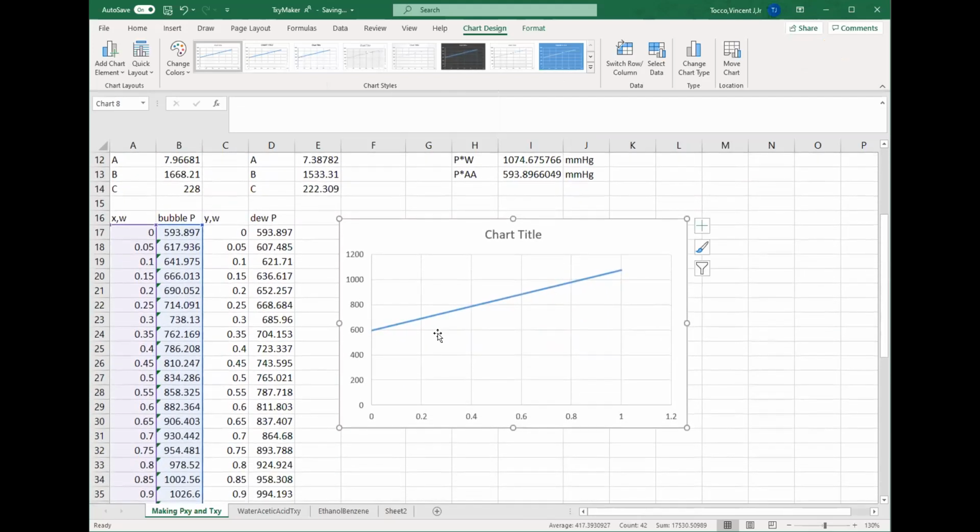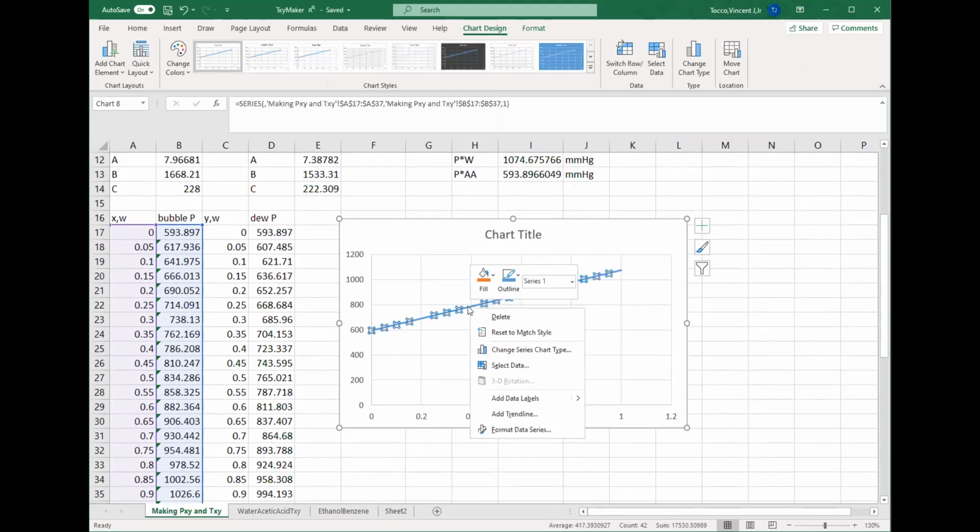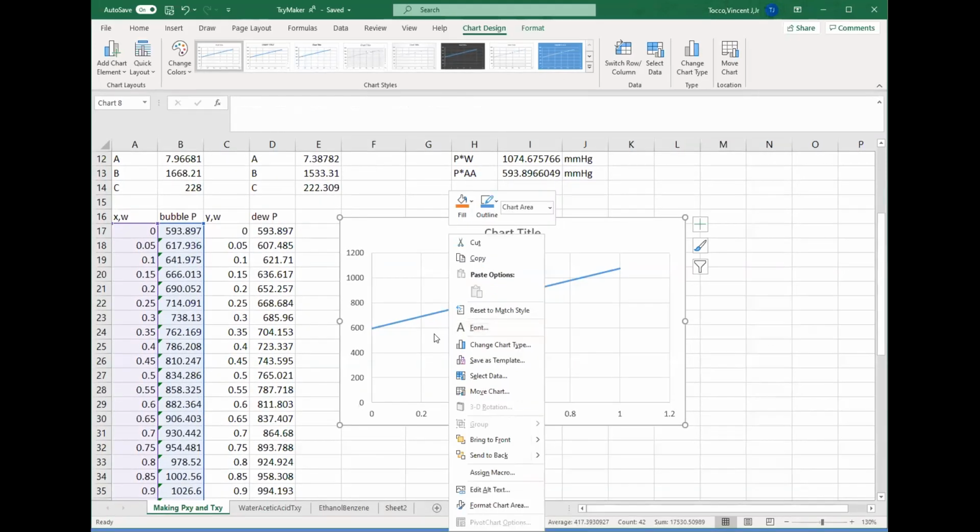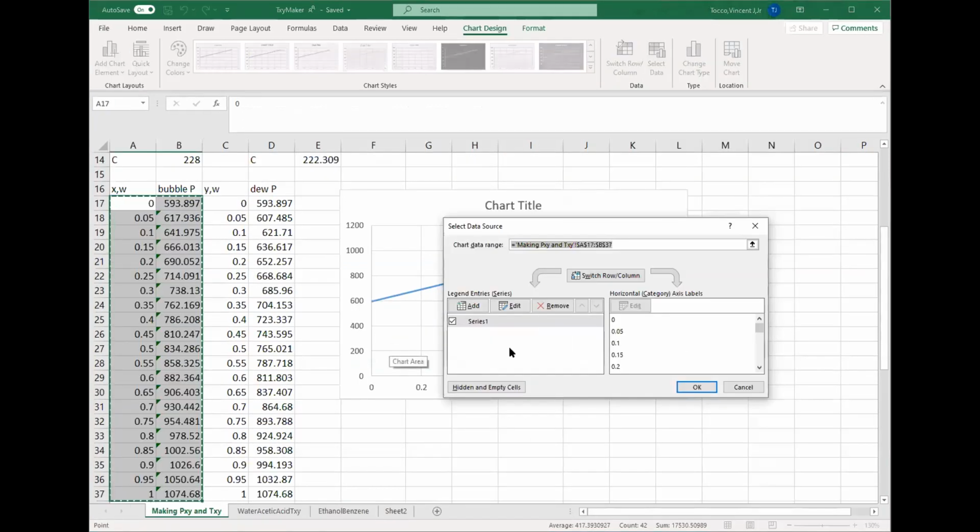Now, this bubble point plot is not very aesthetically pleasing. Before I fix this, I'm a real stickler for making Excel plots look nice. So I'll show you how to make it look nice in a moment. But first, we need to add the other data set. So I'm going to right-click anywhere on the plot in Excel, and I want to click Select Data. That's going to allow me to add a data series.